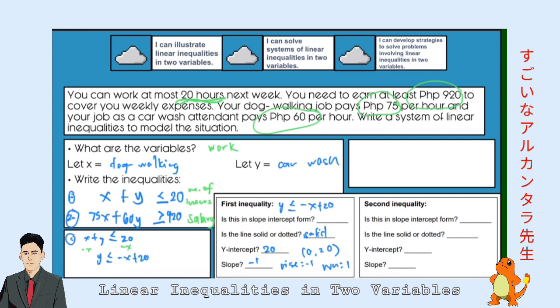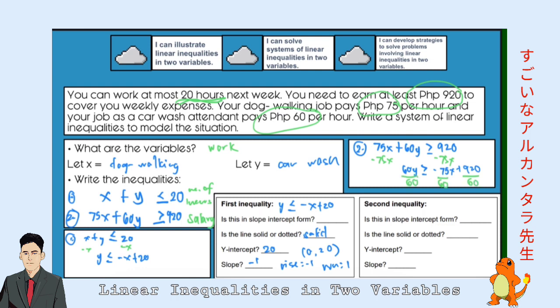Then for our next inequality, we have 75x plus 60y greater than or equal to 920. So we subtract 75x from both sides. We will have 60y greater than or equal to negative 75x plus 920. Divide the entire thing by 60.